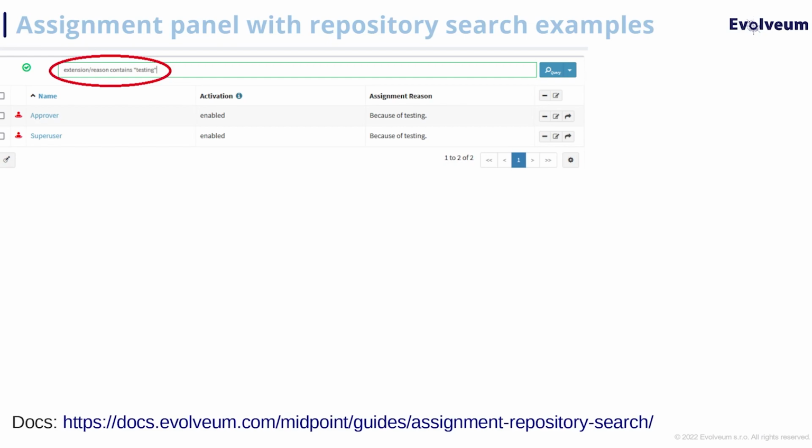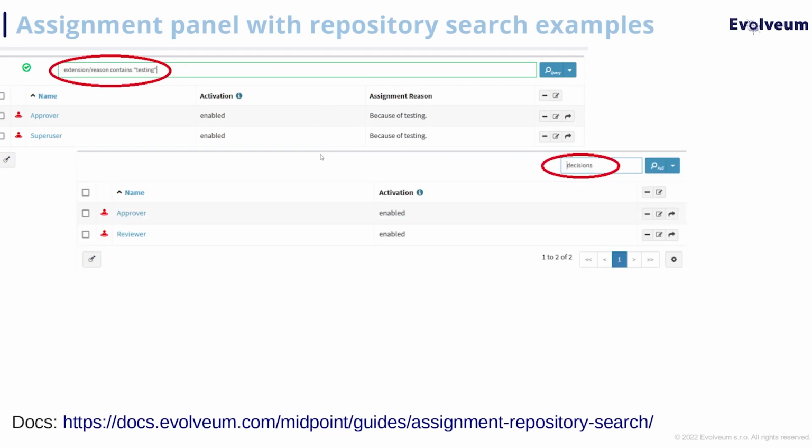In this case, for instance, we have assignments where we search by the assignment extension called reason, and that's the result. But we can also search by full text in this case, and it's a full text, as I said, applied to the target of this assignment. In this case, these are roles. So it's a role that has somewhere in indexed attributes, items, the word decisions.